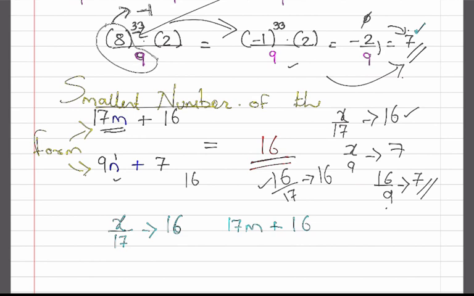Yes, 16 divided by 17, the remainder is 16. And 16 divided by 9, the remainder is 7. So 16 is the smallest such number. When I divide by 17, I get 16. When I divide by 9, I get 7. So this is your Chinese remainder theorem.